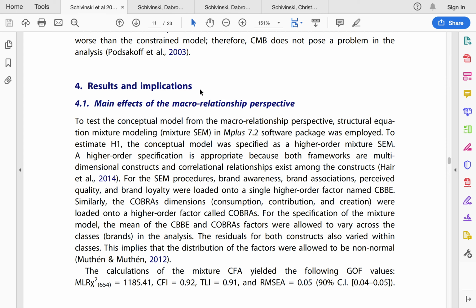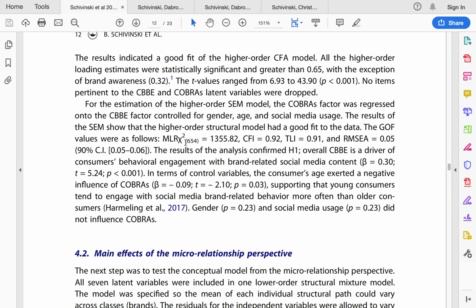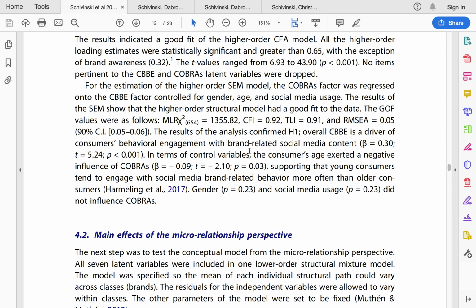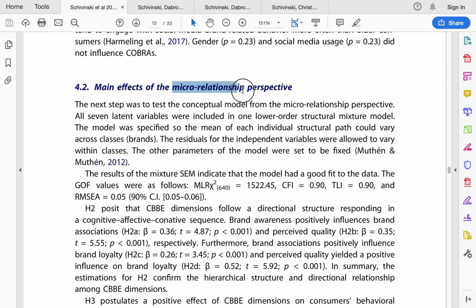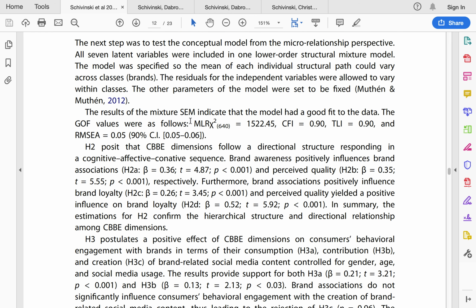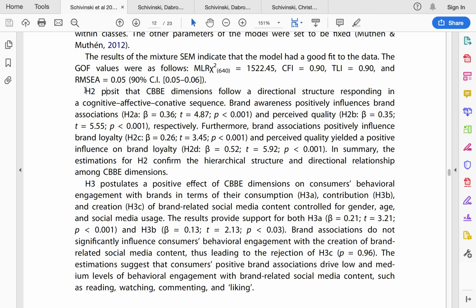Results and implications. Now you're starting to talk about the effects, okay? Because there were 2 models reporting the effects, the beta. Let's talk about the micro relationship. The model fit for that. The hypotheses one by one. So take a look at this.